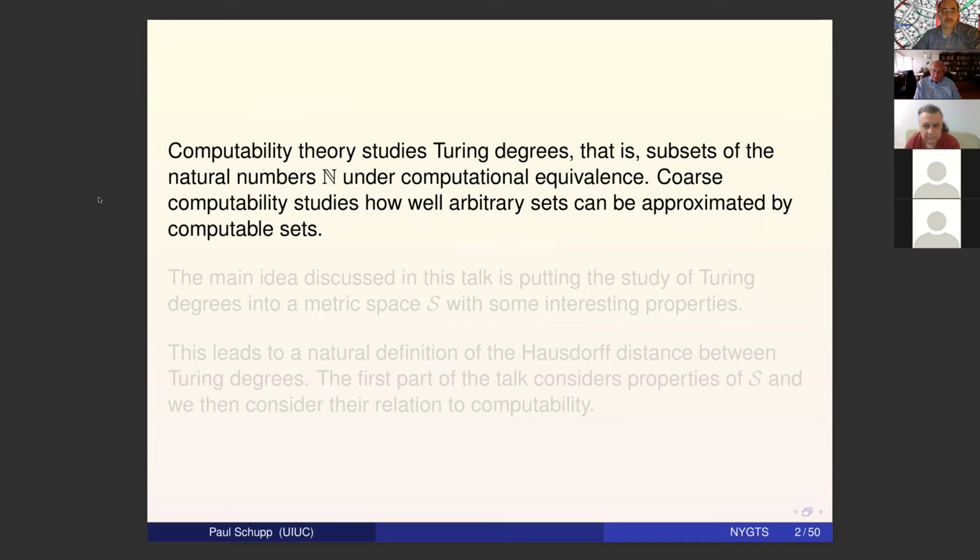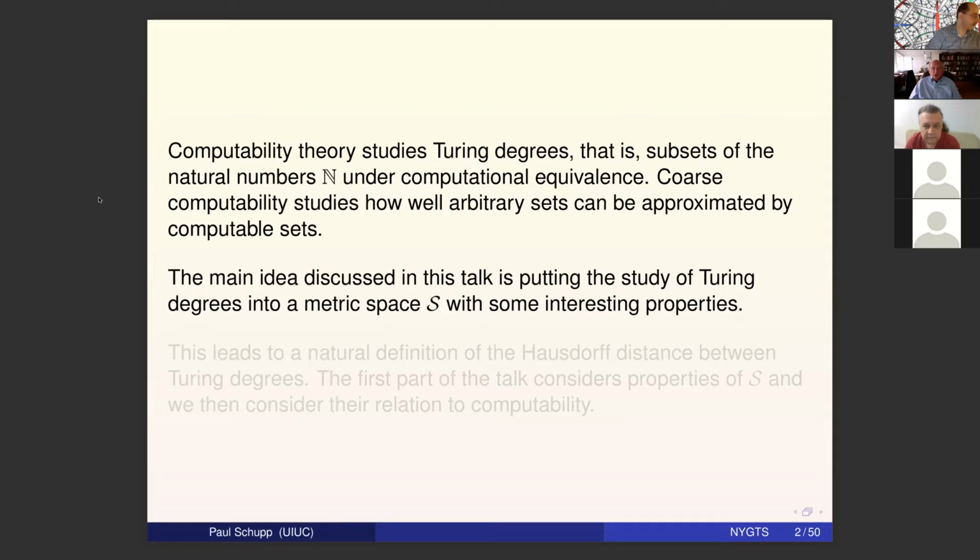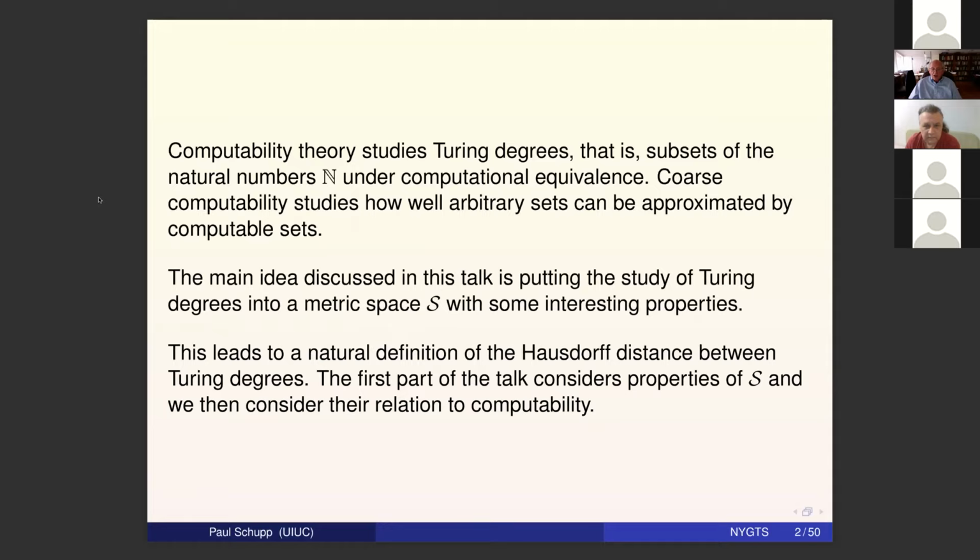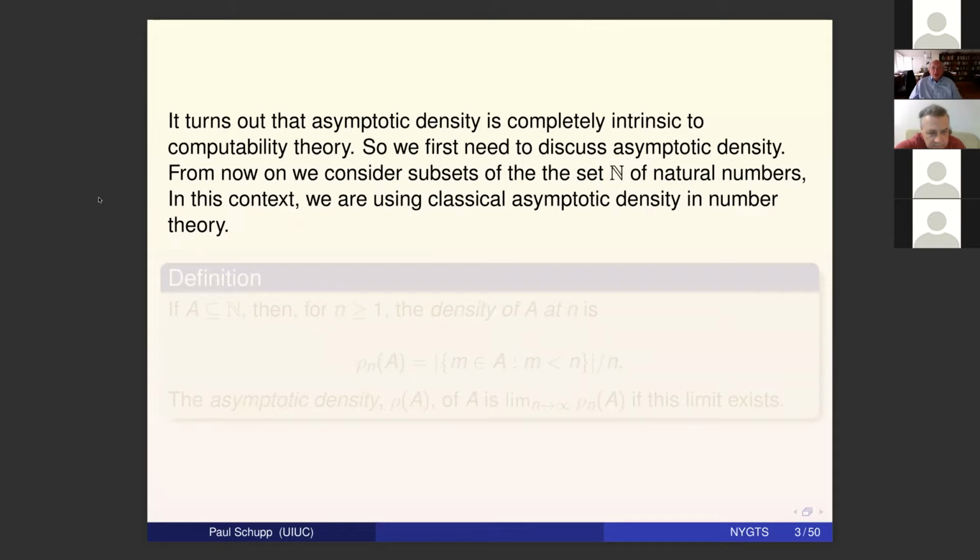Coarse computability studies how well arbitrary sets can be approximated by computable sets. The main idea of this talk is that we're putting the study of Turing degrees into a metric space S, which is rather strange, but it has some very interesting properties. It leads to a natural definition of the Hausdorff distance between Turing degrees. The first part of the talk mainly considers properties of S, and we'll then consider how these properties relate to computability. It turns out that asymptotic density is completely intrinsic to computability theory. So we first need to discuss asymptotic density, since we're considering subsets of the natural numbers with the classical asymptotic density from number theory.